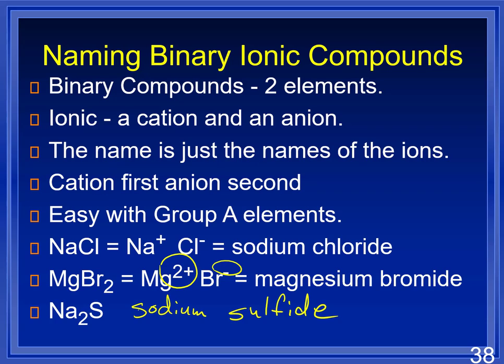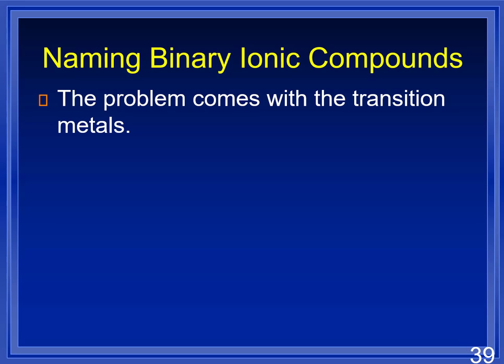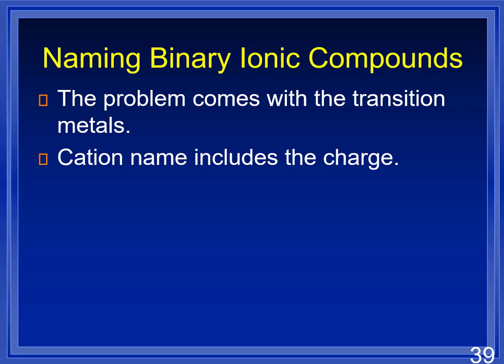Really easy. Just write the names of the ions. Don't have to figure out a Roman numeral because they were in the columns where I didn't need a Roman numeral. And that's the challenge. What do you do with those transition metals? Because when I write their name, I have to put the charge of the cation in the middle of their name. I can't just say iron chloride. I have to say which iron. Sometimes iron's 2+, sometimes iron's 3+. And in the name, I have to tell you which one it is because you can't get it anyplace else.